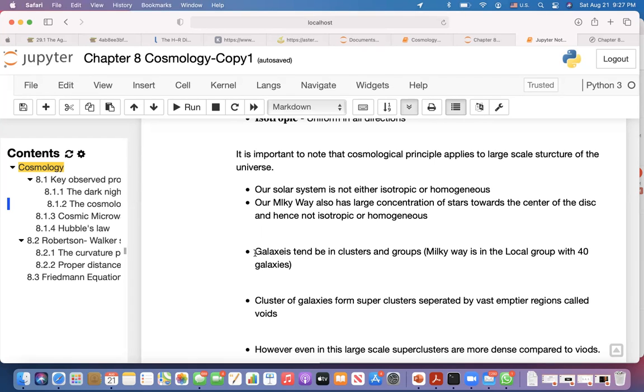For example, the Milky Way is in what is called the Local Group, where we have 40 galaxies clustered together. Like that, you also have galaxy clusters, for example, a galaxy cluster called Abell 426. That's a galaxy cluster, which means a collection of a large number of galaxies together.